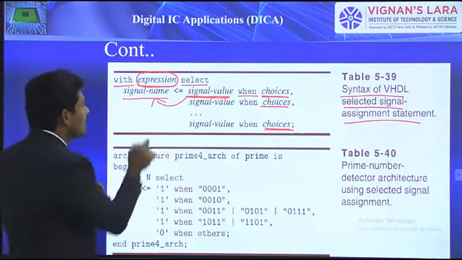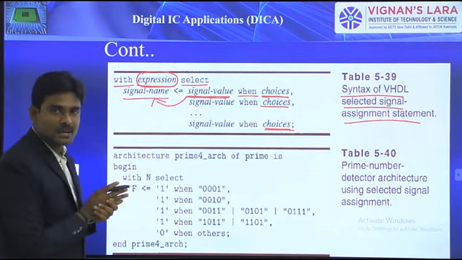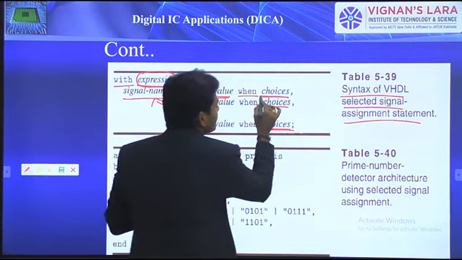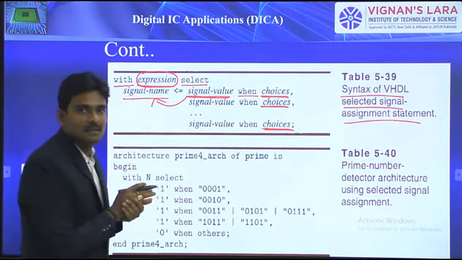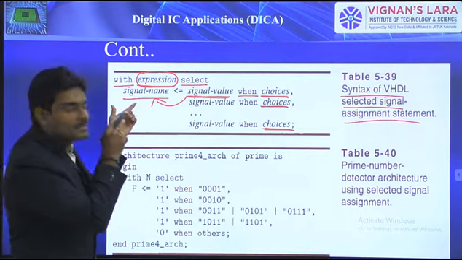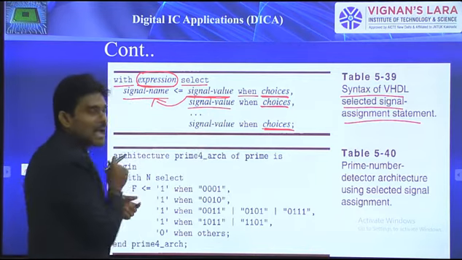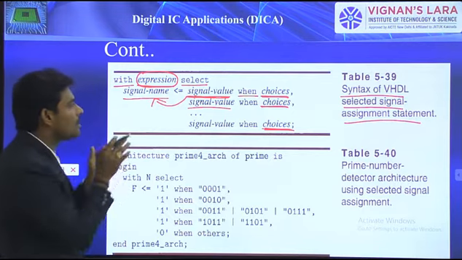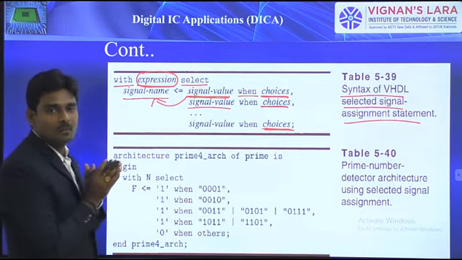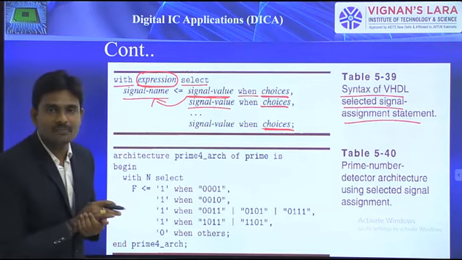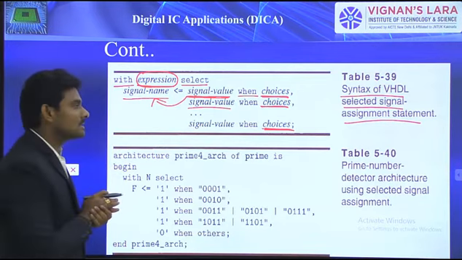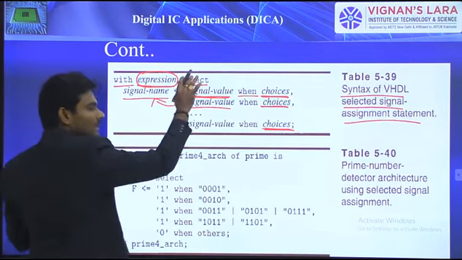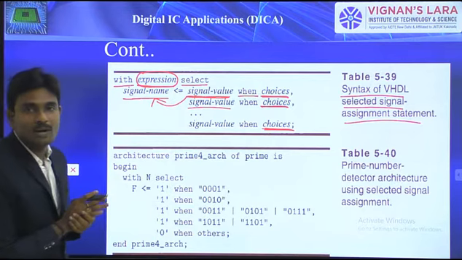That is, first it is going to evaluate the expression. Whatever value we get, it compares with all these choices. With whichever choice it matches, that signal value will be assigned to the left hand side signal name. That is how execution happens in the case of the selected signal assignment statement.